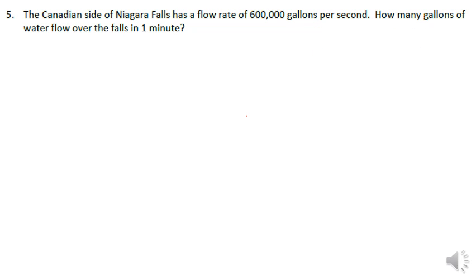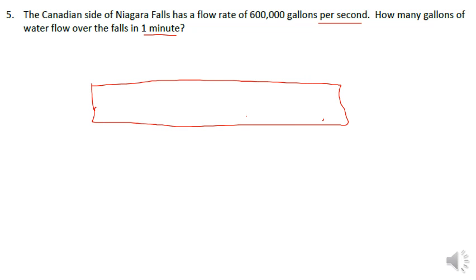I'm going to go to 5. A Canadian side of the Niagara Falls has a flow rate of 600,000 gallons per second. How many gallons of water flow over the falls in 1 minute? Now this is giving you a two-step problem. We can see this is per second, and here it's asking for an answer in a minute. So we're going to draw a tape diagram. And it says here the Canadian side, the Niagara Falls, has a flow rate of 600,000 gallons per second. How many gallons in 1 minute?